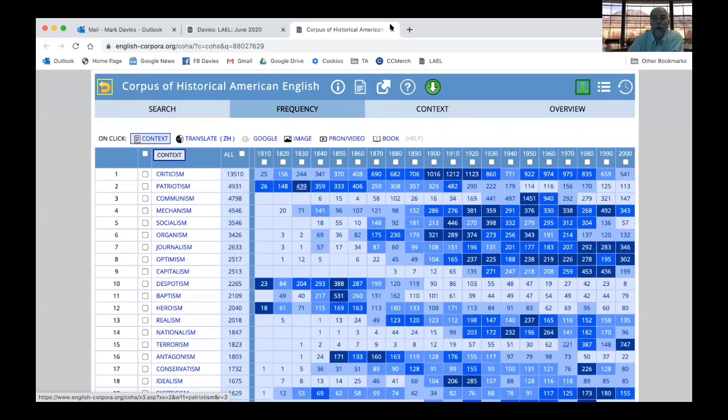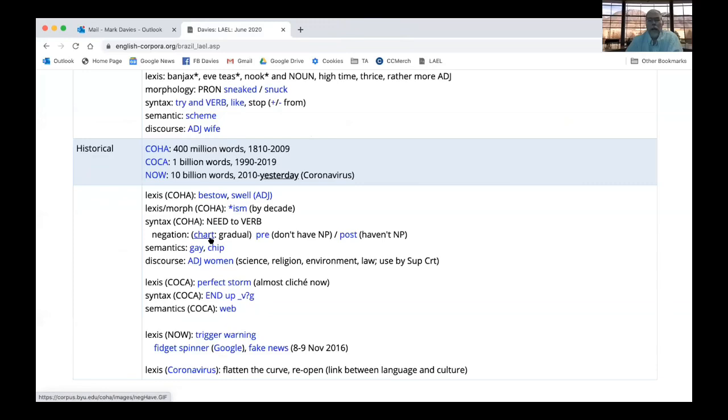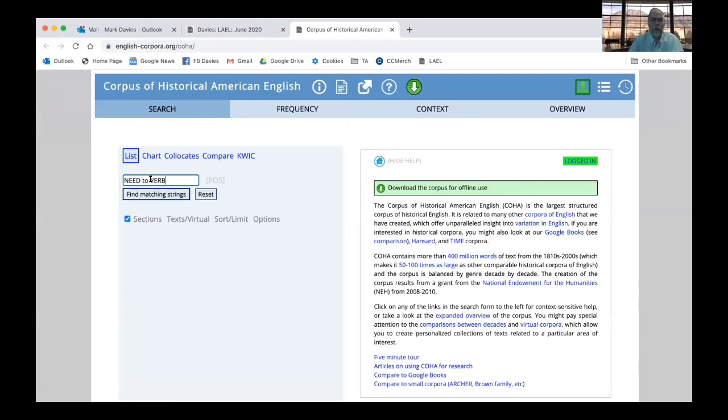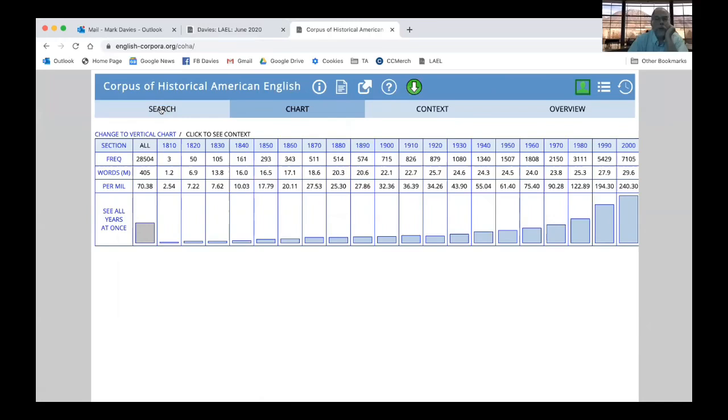As far as syntax, I'm just going to give you a couple of examples here, but I've done quite a bit of research looking at syntactic change with COHA. Others have as well. At the most basic level, you could just look, for example, at the construction need to verb. It doesn't seem like that recent of a construction, but it's actually used about 40 times as frequently as it was even 40, 50 years ago. So need to verb, definite increase there.